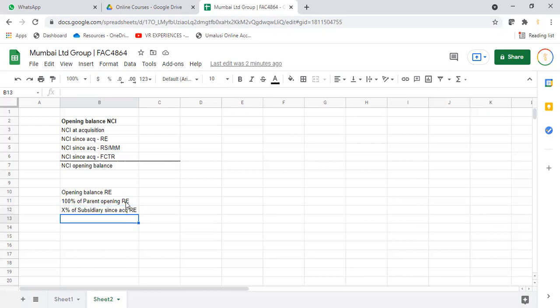Similarly, I do the exact same thing: X percentage of an associate's since acquisition retained earnings. Once again, for the associate, I'm going to start off with the associate's retained earnings number. I'm going to make the necessary group adjustments, and that's going to give me the opening retained earnings of the associate at 100%, representing the group perspective.